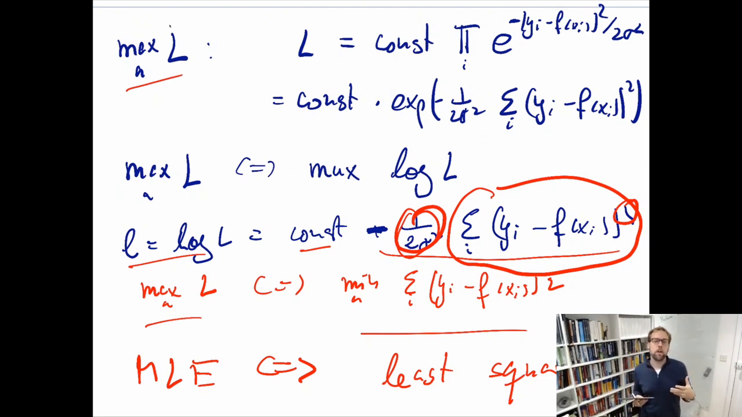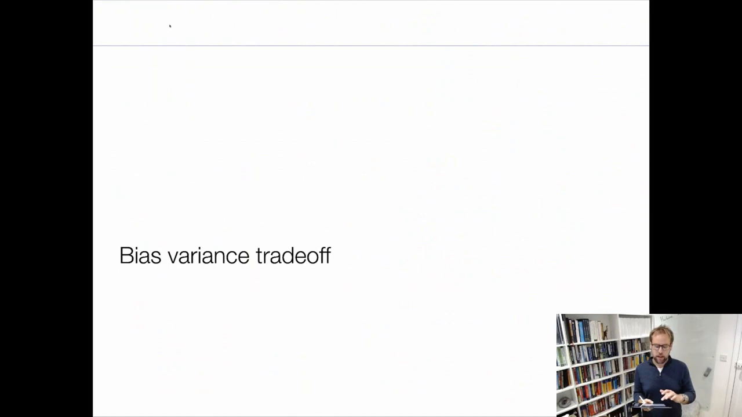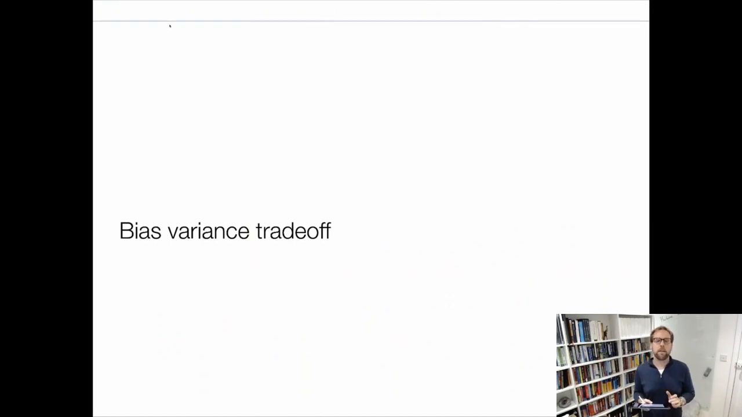But this is just to show that maximum likelihood might be a nice way of looking at linear regression. It's a bit more formal, but it tells you a little bit more about what's going on. And with that, we can now move on to the bias variance trade-off.